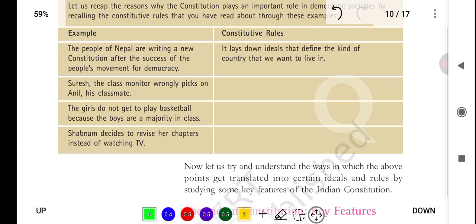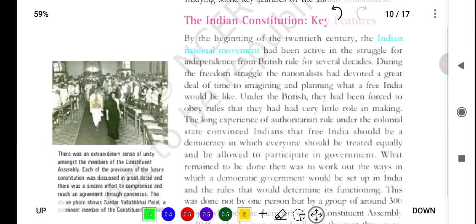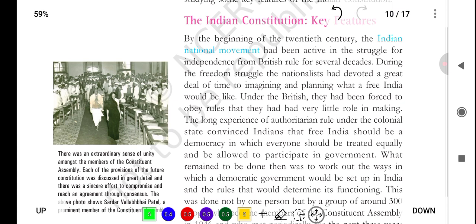If you want, you can pause and look at the screen color snippet. Next one is the Indian Constitution key features.